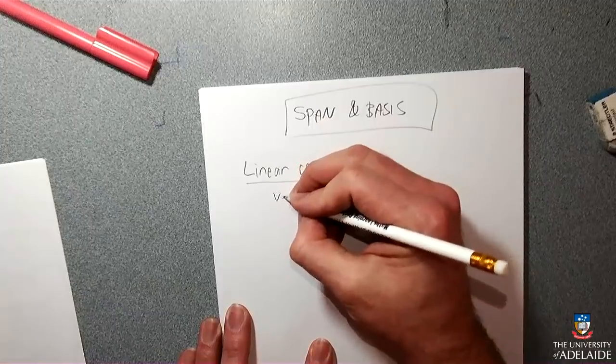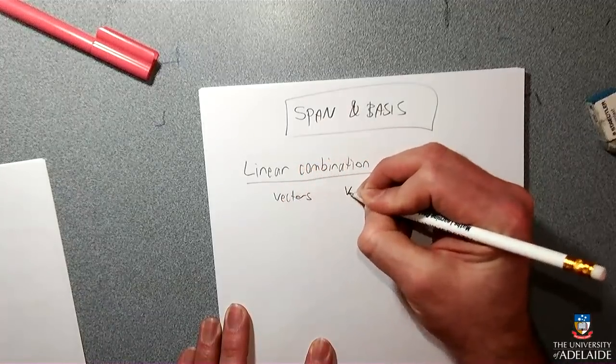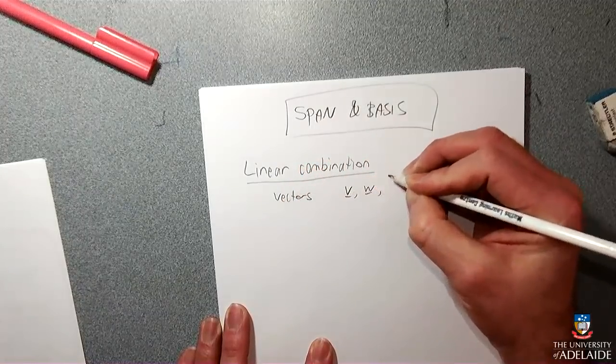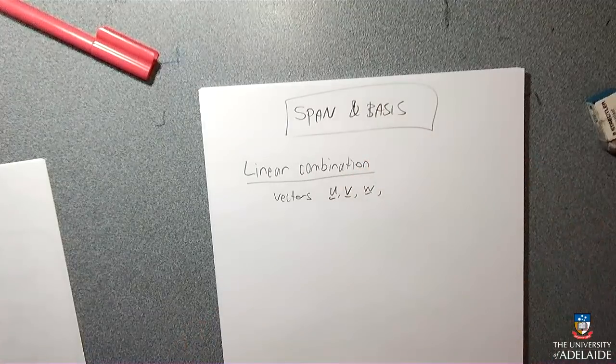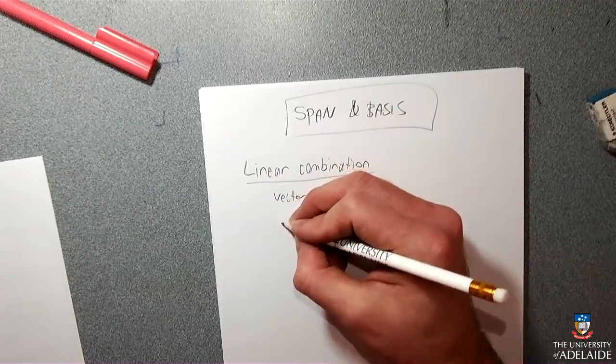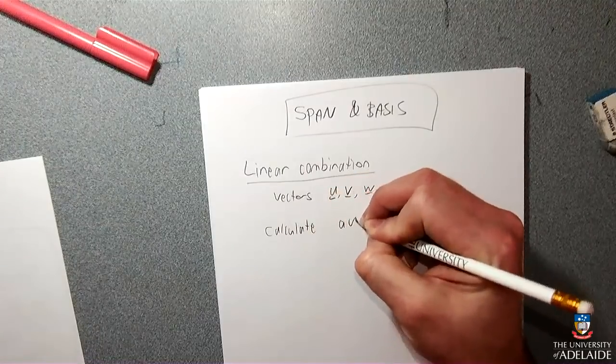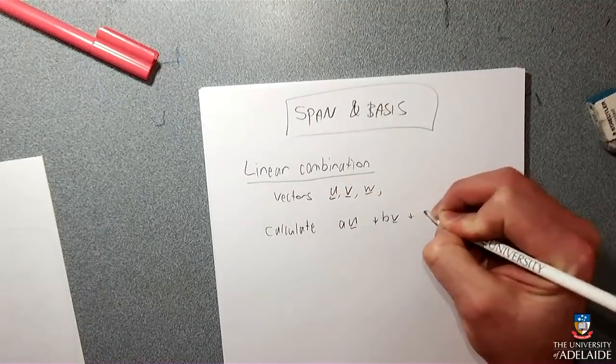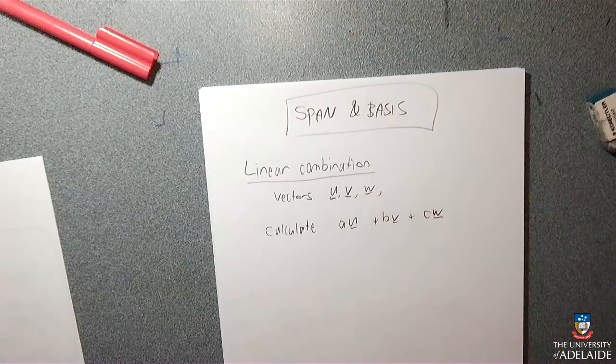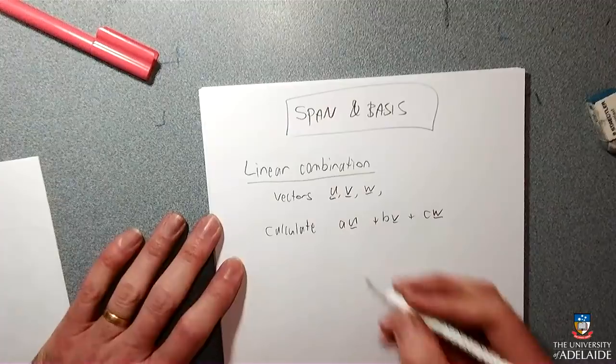So if you have some vectors, or indeed anything at all, it doesn't matter how many of them there are, I'm just going to call them u, v and w, and you have scalars. If you calculate something times u plus something times v plus something times w, then the answer to that is called a linear combination of u, v and w.